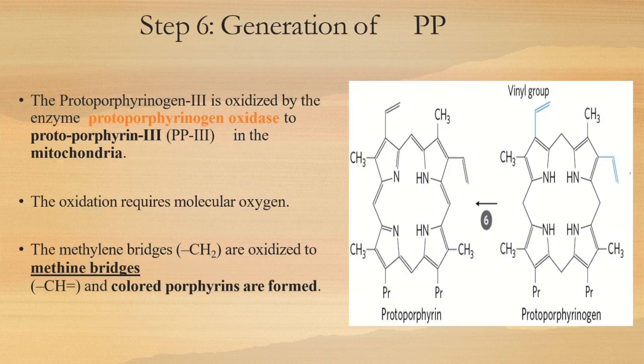Step 6, generation of protoporphyrin. The protoporphyrinogen 3 is oxidized by the enzyme called protoporphyrinogen oxidase to form protoporphyrin 3 in the mitochondria. The oxidation requires molecular oxygen, and the methylene bridges are oxidized to form methine bridges, and colored porphyrins are formed.